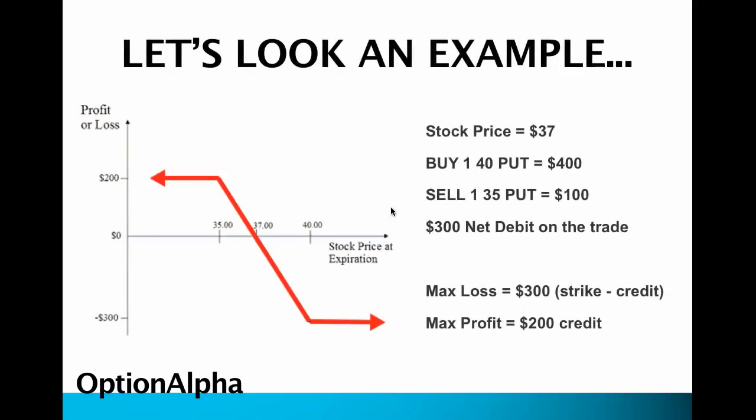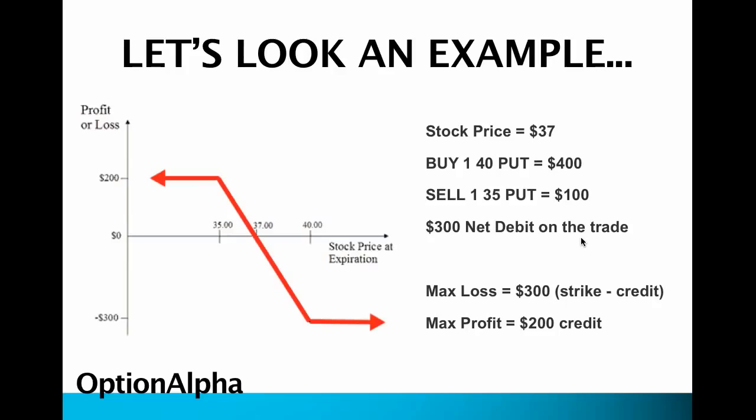Let's take a look at a quick example here, as we were just talking about. Say the stock price is at $37, so right here at our break-even point. If you buy the 40 strike put, it is going to cost you, for just that one option, $400. So what you're going to do is sell the 35 strike put for $100 and help fund the purchase of this long put. Again, the net debit is still $300. You outlaid $400 and you took in a credit of $100, so that net debit is still $300, which you give up to the market for the right to own this strategy.